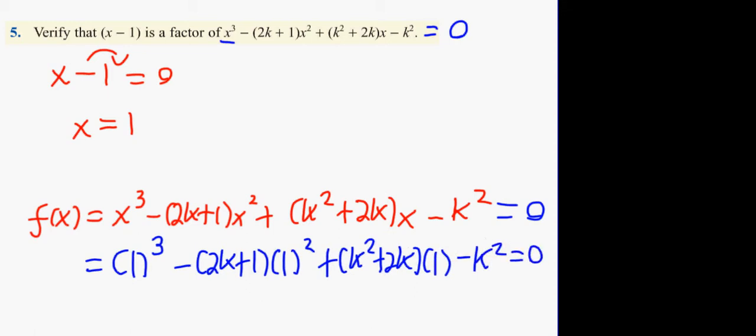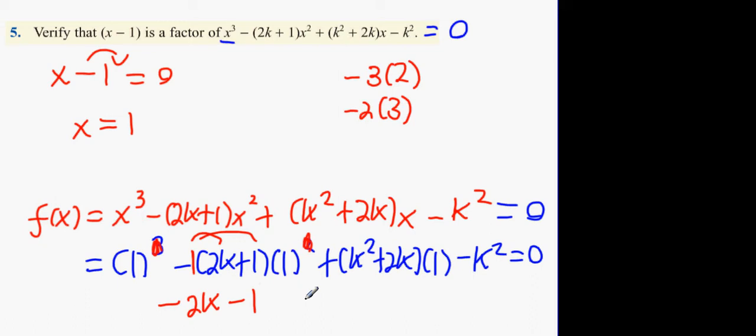0. Now, what we know is this is the number 1. 1 cubed is 1. 1 squared is also 1. Now, we're multiplying. See the 1 here? I'm going to move the 1 here. What I'm in effect doing is saying minus 3 multiplied by 2 is the same thing as minus 2 multiplied by 3. I'm just moving the 1 forward. So what I'm going to get is minus 2k minus 1 plus k squared plus 2k minus k squared equals 0.